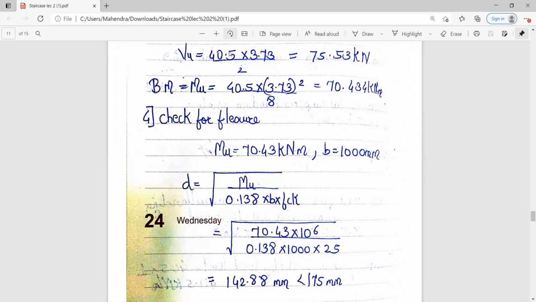And after fracture you have to check for the what? Fracture के बाद क्या चेक करना है? You have to check for the main reinforcement and secondary reinforcement. Okay, do up till here. Then we shall proceed for the check for the main reinforcement and the secondary reinforcement.